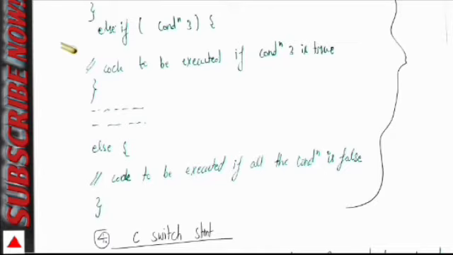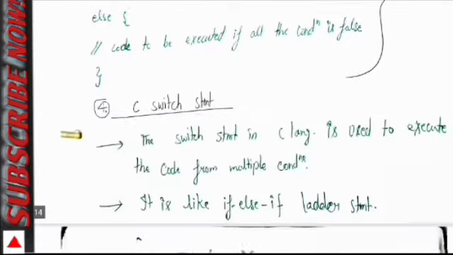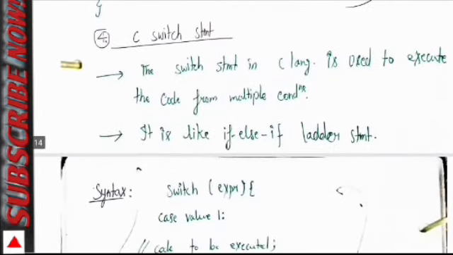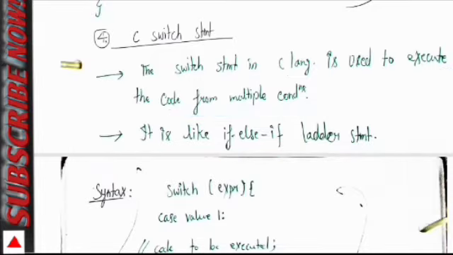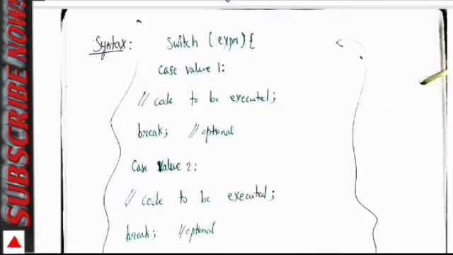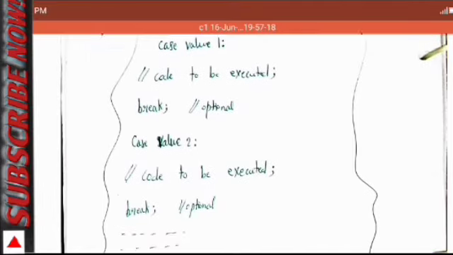Now come to the next statement, that is the C switch statement. Important points related to the switch statement in C language. It is used to execute code from multiple conditions. It is like the if else if ladder statement. Now move on to the syntax of the switch statement.